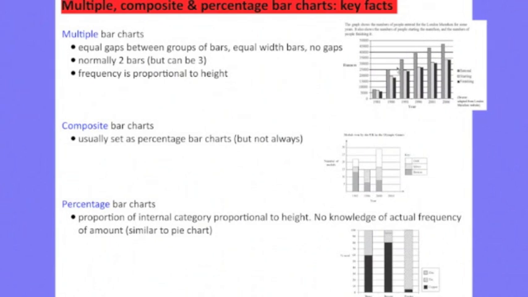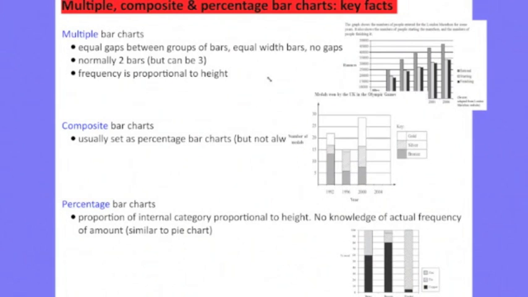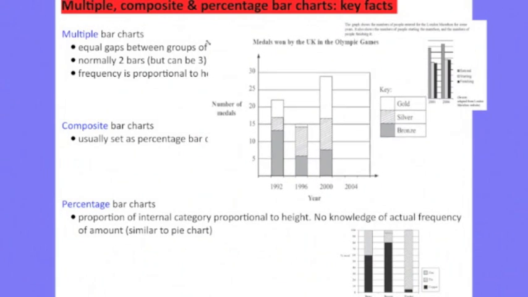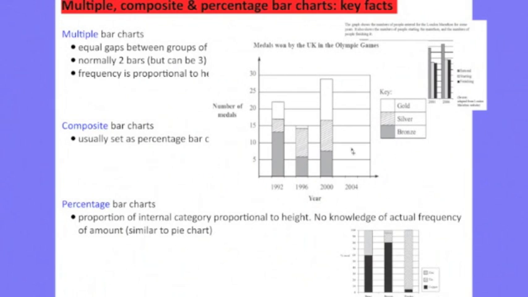If we take a look at the second type, this is composite bar charts, and these are usually set as percentage bar charts, but not always. If we take a look at the particular example here, shown on the screen, this is a bar chart that vertically maps the different categories. So here we have 3 different years and 3 different medals: gold, silver and bronze. You'll notice that we can't use different colours because we're working in black and white in exam papers, so we use shading or lines to note the different sections of the composite bar chart.